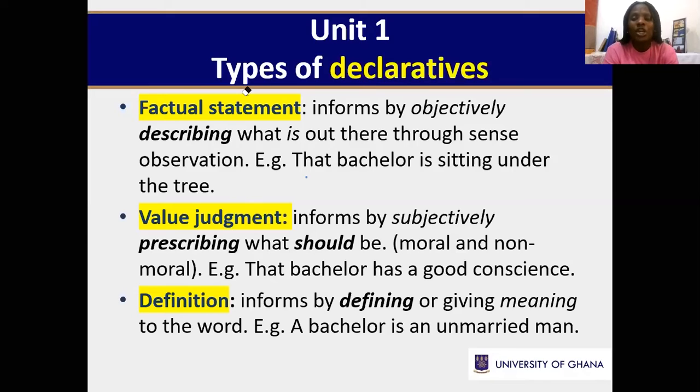So if I had said John Dramani Mahama is the current president of Ghana in this year 2020, it would still remain a statement of fact, but this time it will be a factually false statement. So what makes it a factual statement is the fact that it is objective. It is not subjective. And because it is objective, it only shows a description.